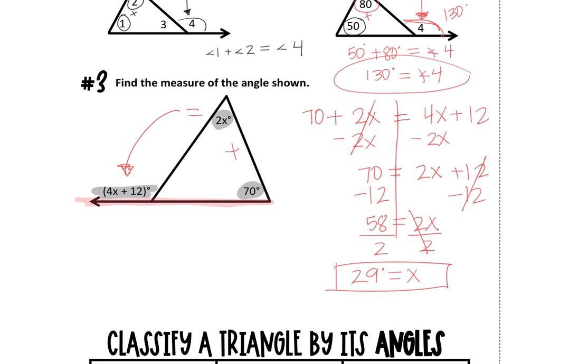The question is, find the measure of the angle shown. So I want to look for this angle right here. I want to know what that angle outside is. So I'm going to put 4x plus 12. Wherever I see an x, I'm going to replace it. So instead of x, I'll put 29 plus 12. Please do your calculations in the calculator, but it should be 128 degrees. So this outside angle is 128 degrees.